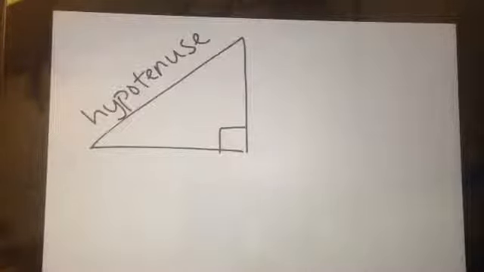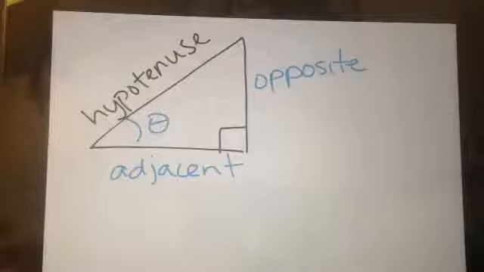And then to label the other two sides, we have to use one of the acute angles. It does not matter which one. I'm going to go ahead and label this one. This is going to be theta, spelled T-H-E-T-A. It's a Greek letter. The side that's across from theta is called the opposite side. I guess you could say the side that's opposite of theta. And the side that's next to theta is called the adjacent side, because the word adjacent means next to.